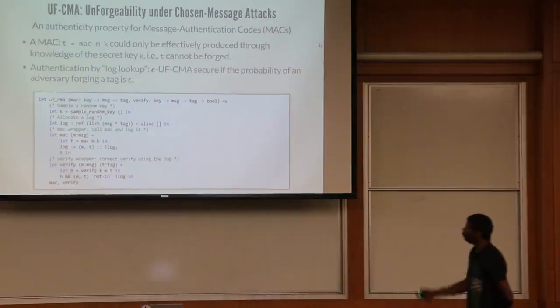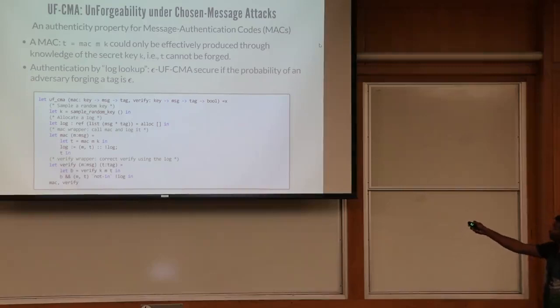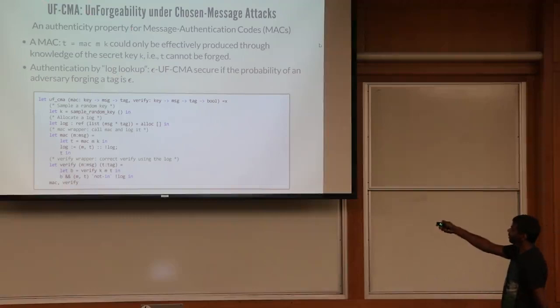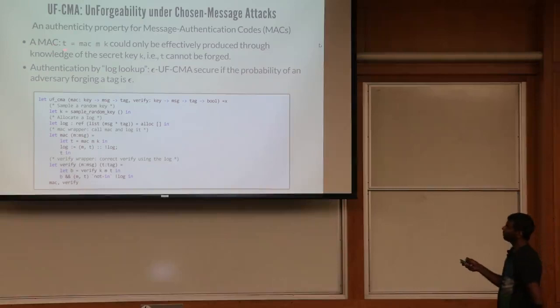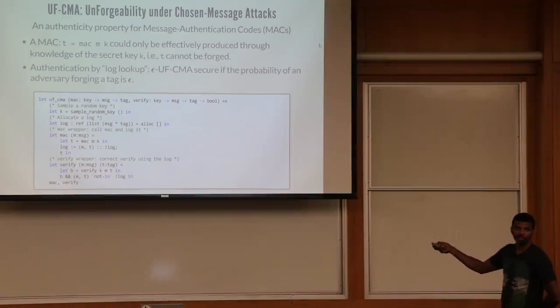There's this other property called UFCMA, or unforgeability under chosen message attacks. That's a property that's suitable for use with message authentication codes, with MACs. So again, parsing the name a bit, the attacker chooses a message that they want to authenticate, and they aren't able to forge an authentic message. Okay? So the way this is set up is, a MAC, a message authentication code, is typically a keyed hash. You take a message and a secret key, and you compute a tag, a T, out of it, such that it's really hard for an adversary to compute T unless they know the secret key, K. Okay?